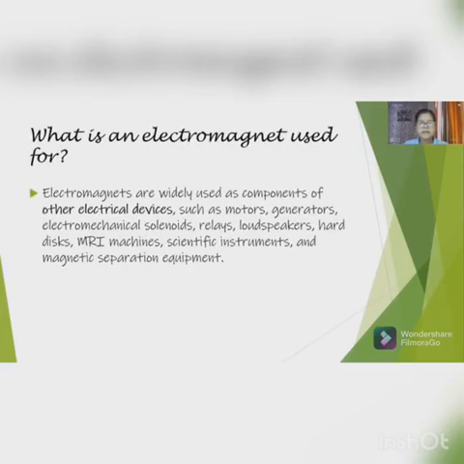What is an electromagnet and how is it used? Electromagnets are widely used as components of other electrical devices such as motors, generators, electromechanical solenoids, relays, loudspeakers, hard disks, MRI machines, scientific instruments, and magnetic separation equipment.